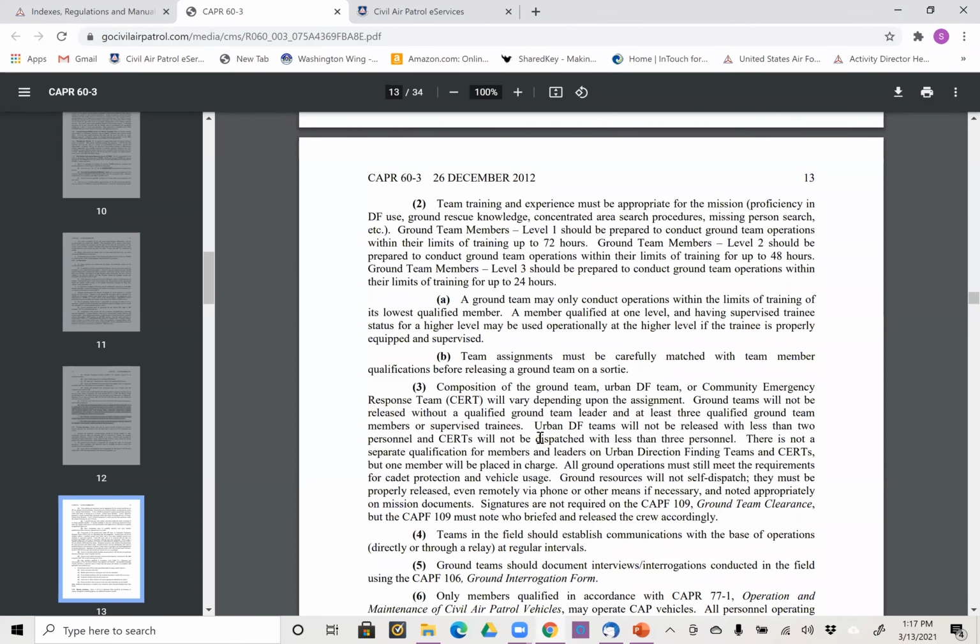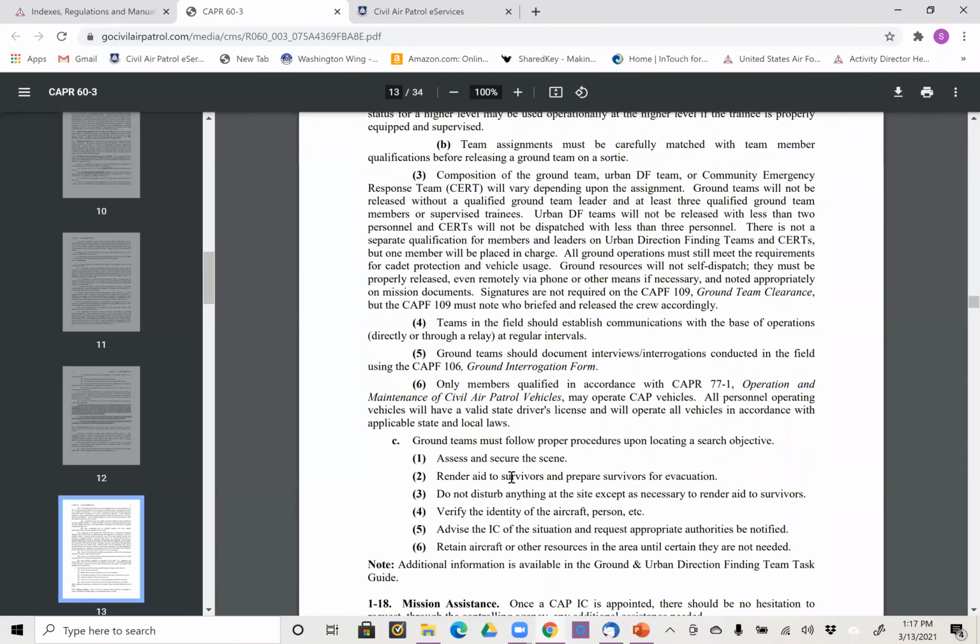Certs will not be dispatched with less than 3. So urban, they pretty much stay in the van or the vehicle. They don't go tramping through the woods and stuff. But the ground team does.